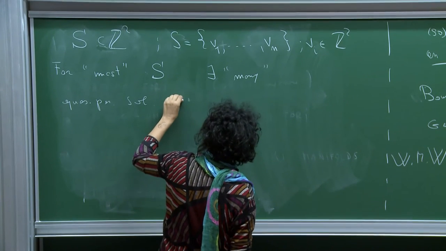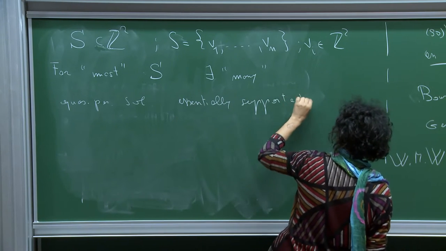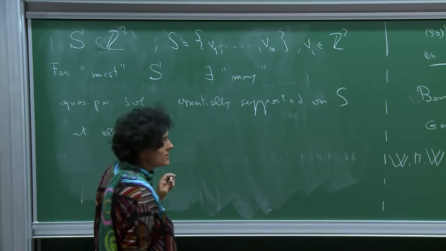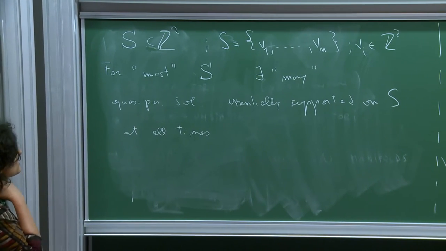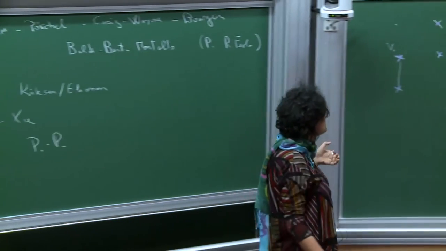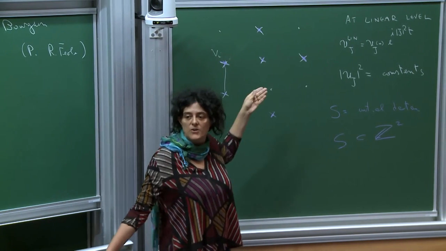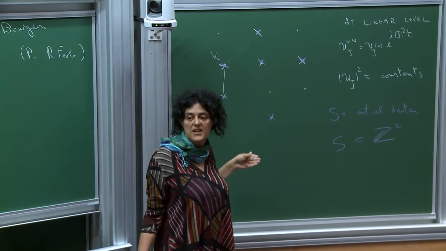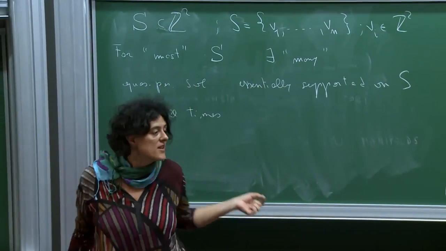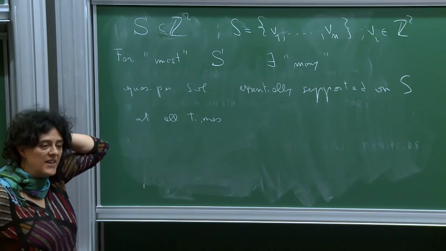So essentially, we essentially supported on S at all times. What I mean is that uniformly in time, you can control with a very small parameter the difference between the whole solution and its projection on this finite subset S here. Okay, everything is at all times very much on S in high Sobolev norm, let's say. Okay. So, the two things that are extremely vague are this "most" and this "many".